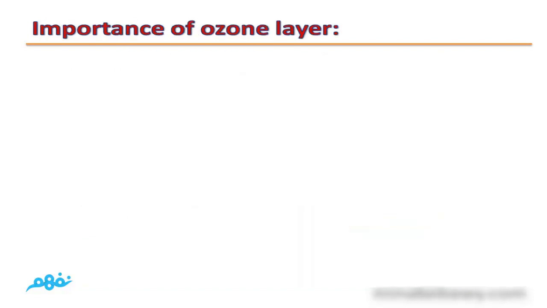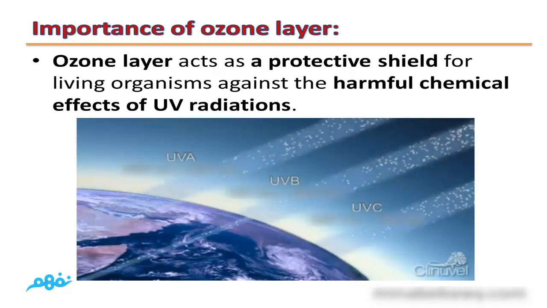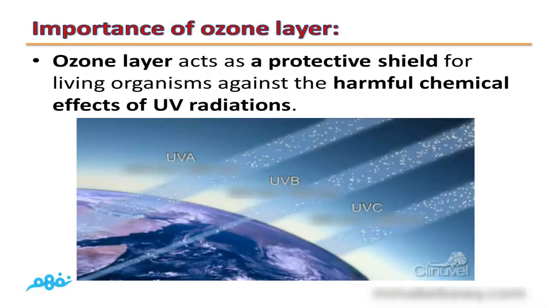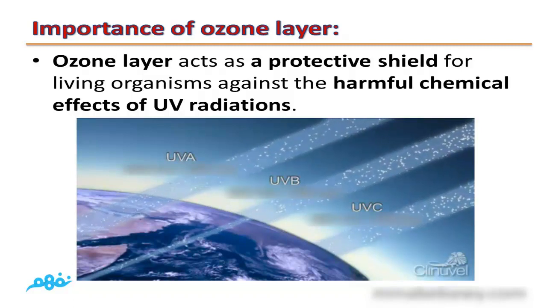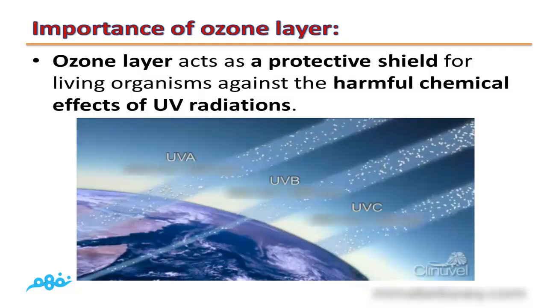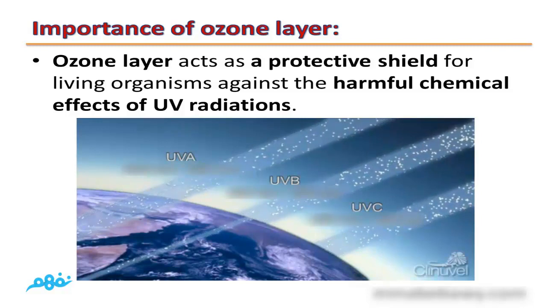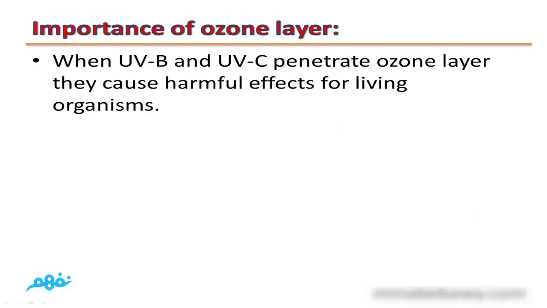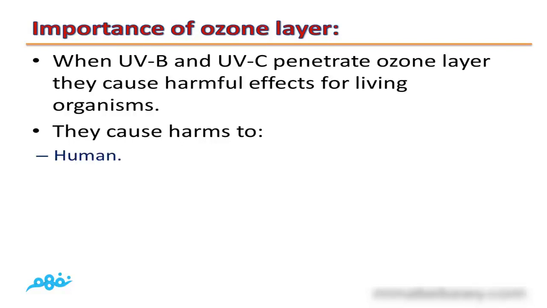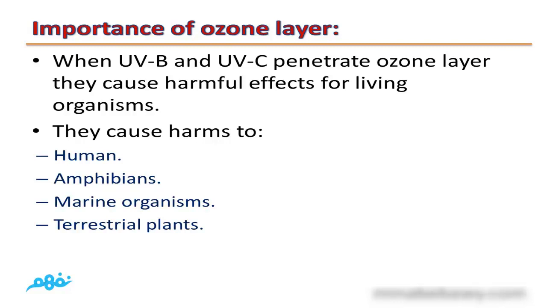What is the importance of ozone layer? Ozone layer acts as a protective shield for living organisms against the harmful chemical effects of UV radiations, especially UVB and UVC. When UVB and UVC penetrate ozone layer, they cause harmful effects for living organisms. They cause harms to human, amphibians, marine organisms, and terrestrial plants.